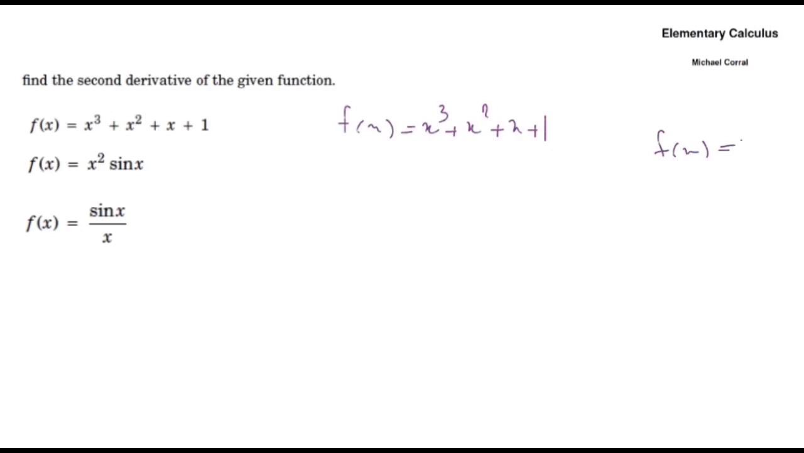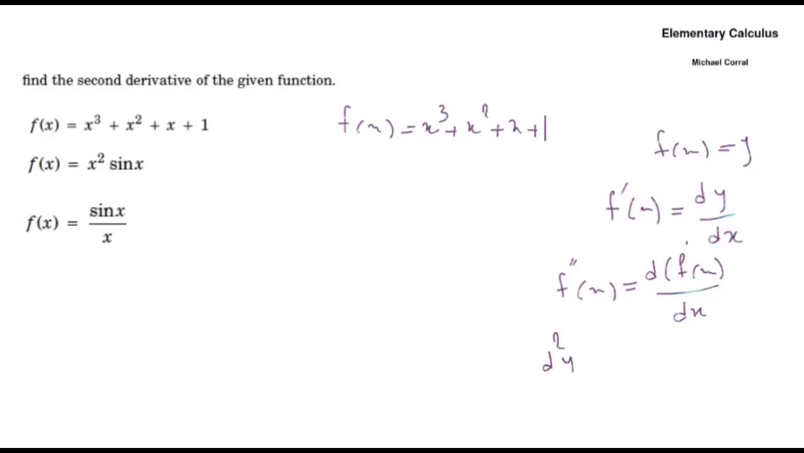if f(x) equals y, the derivative of f(x) with respect to x equals the derivative of y with respect to x, and the second derivative of f(x) equals the derivative of f prime x with respect to x, and we can write the second derivative of f(x) in all these forms.